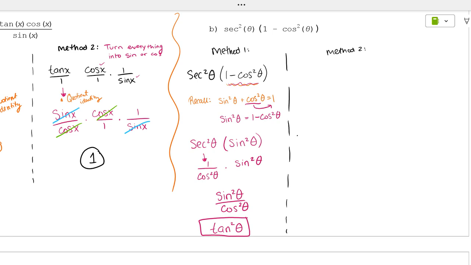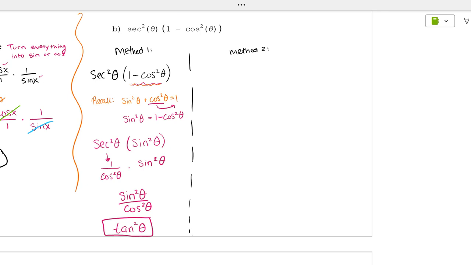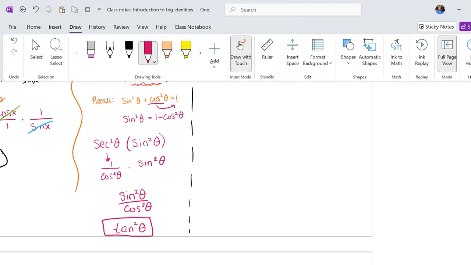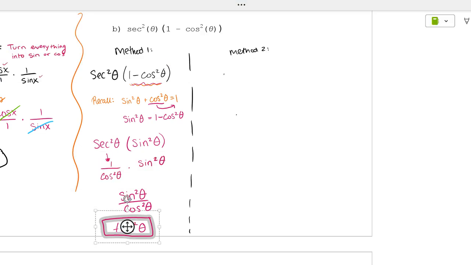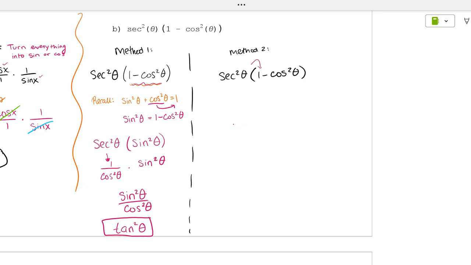So that's one method for solving this. And for this one, it's really difficult to do it without using a Pythagorean identity, but I'm going to show you one way that maybe uses the Pythagorean identity a little bit differently. So maybe you're looking at that trig function and you notice, hey, there's multiplication here, right? Parentheses with something outside of them tells me to multiply. So maybe you want to start by multiplying secant of theta in.